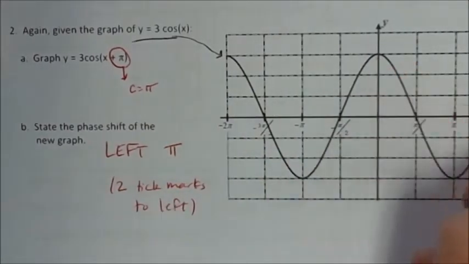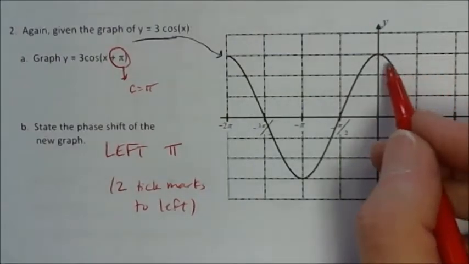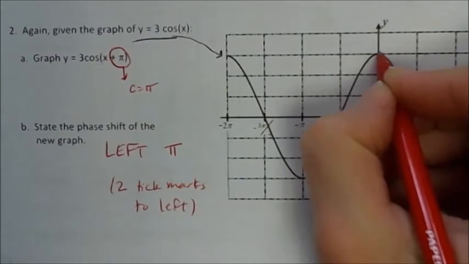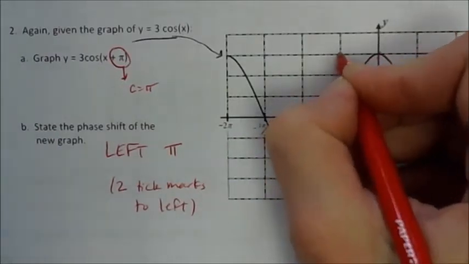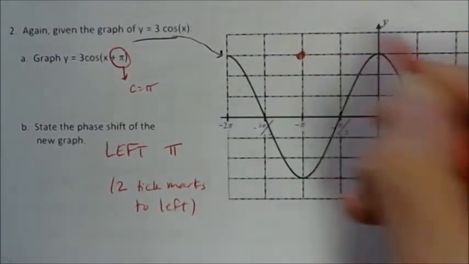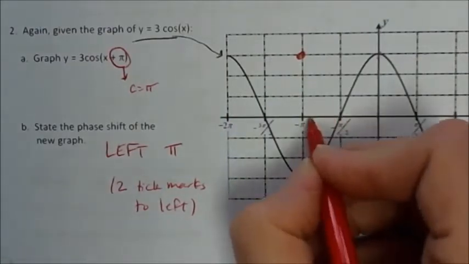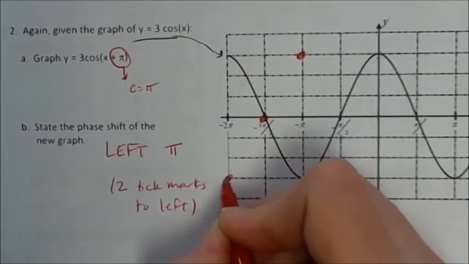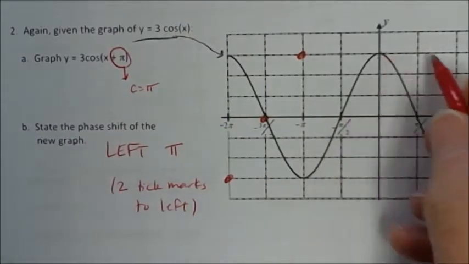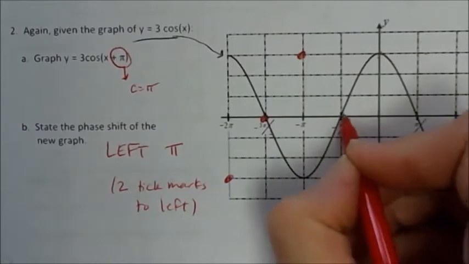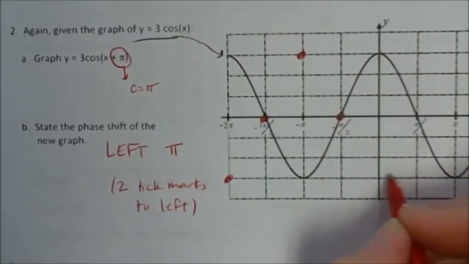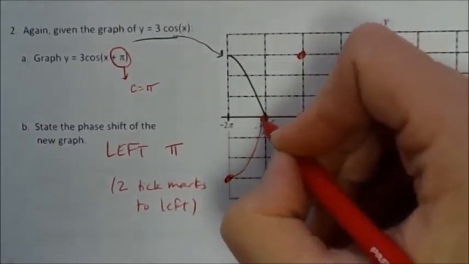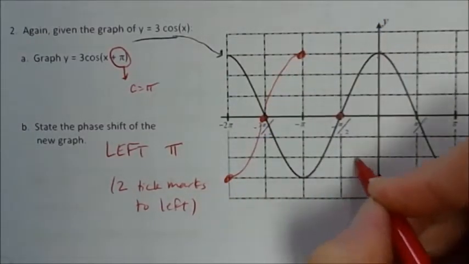So we're going to take each one of these, and instead of shifting it 1, we're going to shift it 2, and instead of going to the right, we're going to shift it to the left. So let's start right up here with this one. We're going to shift it to the left. 1, 2 tick marks is pi. This one, 1, 2 tick marks is pi. This one, 1, 2 tick marks is pi. What did I miss? Here's one going 2 tick marks. Here's one down here going 2 tick marks. And now we can graph this as a nice smooth cosine curve.